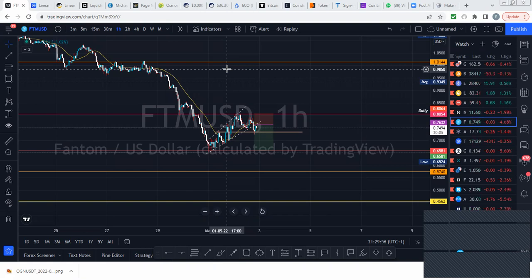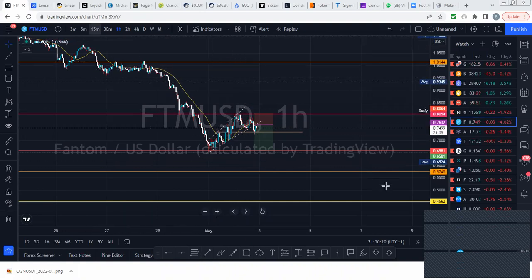So let's continue. Remember I said that if you want to sell, you sell at what? At the resistance area. You sell at a resistance area. You don't buy at a resistance area, please. Never buy at a resistance area.